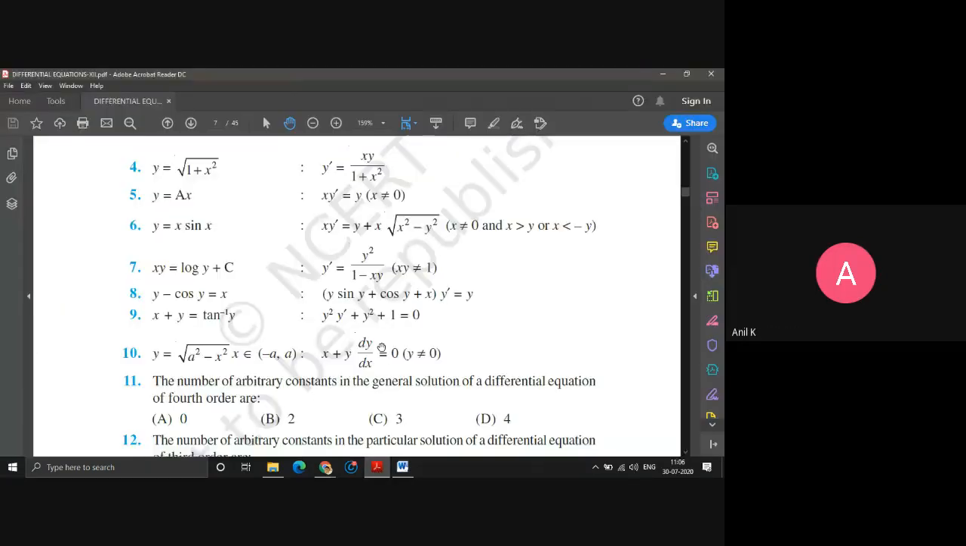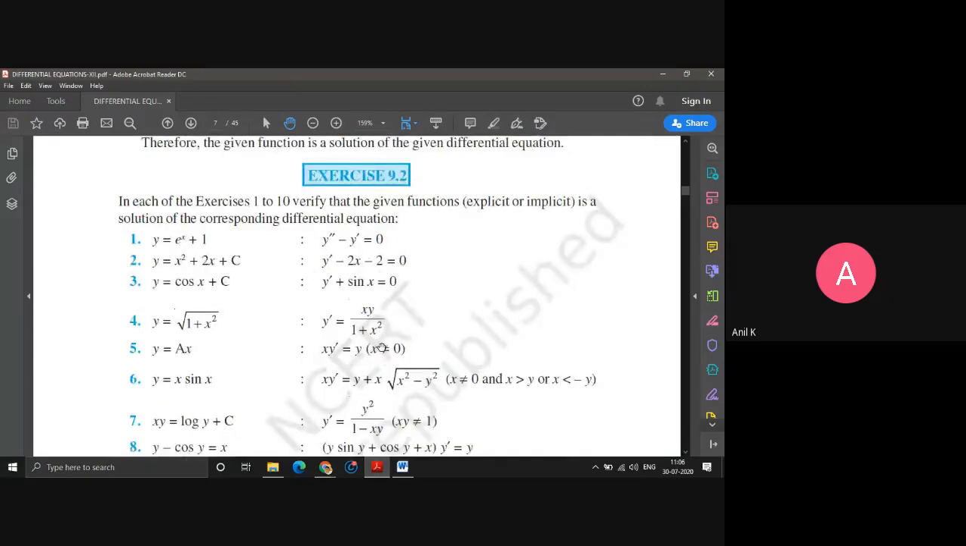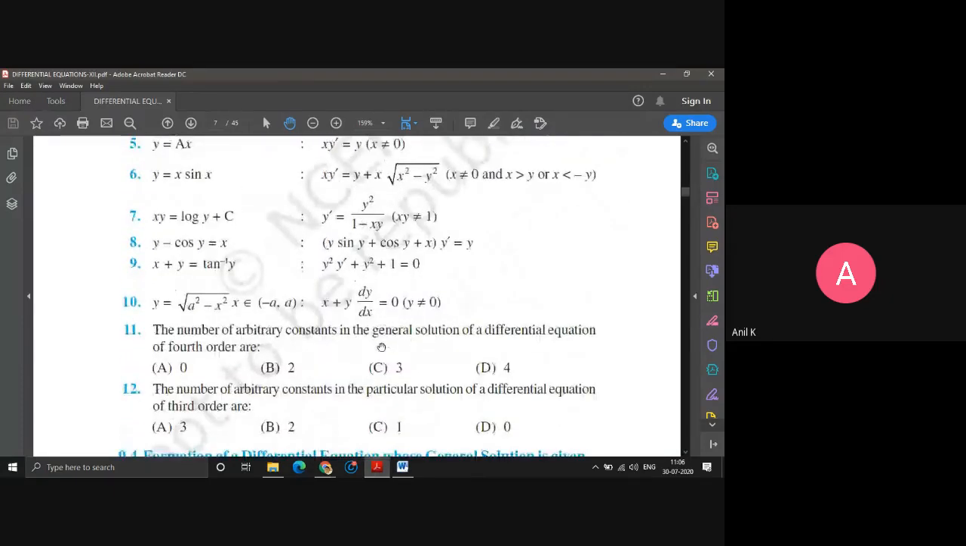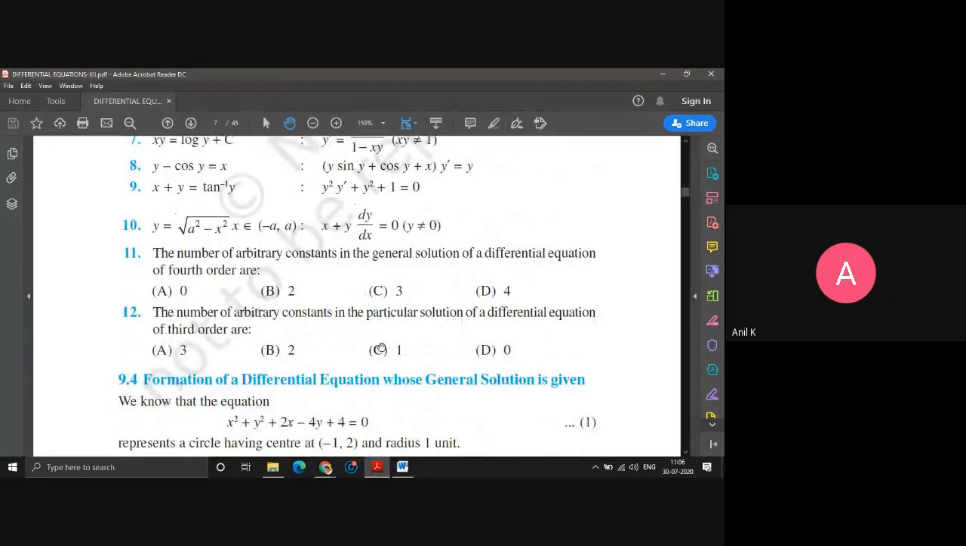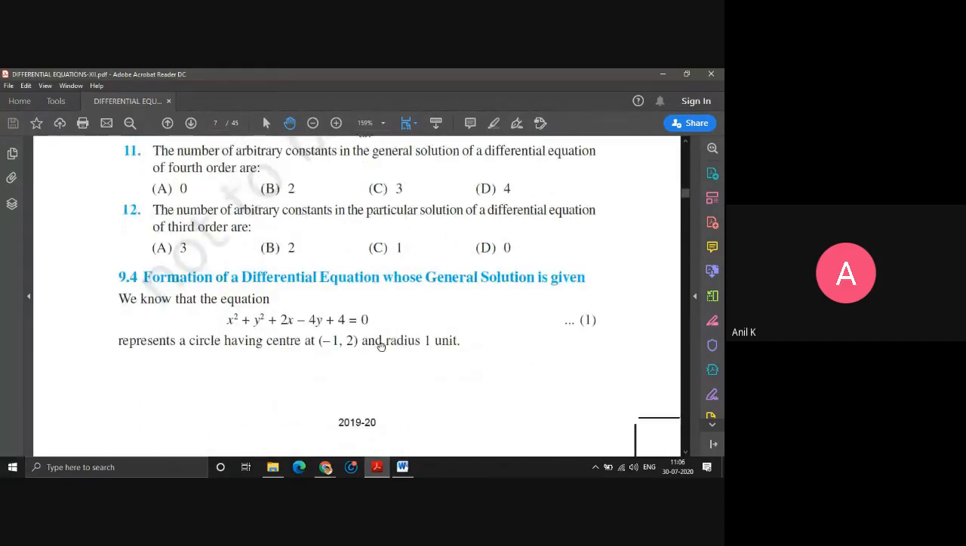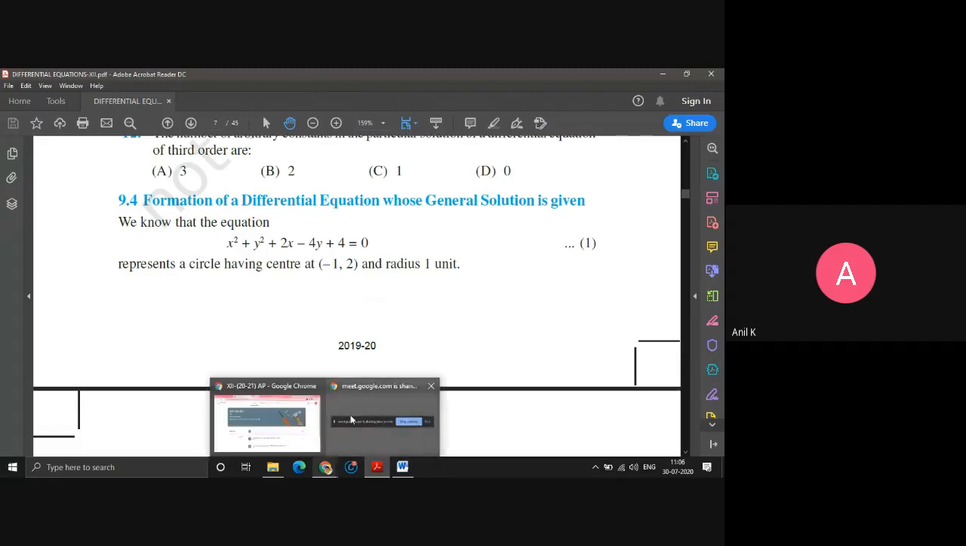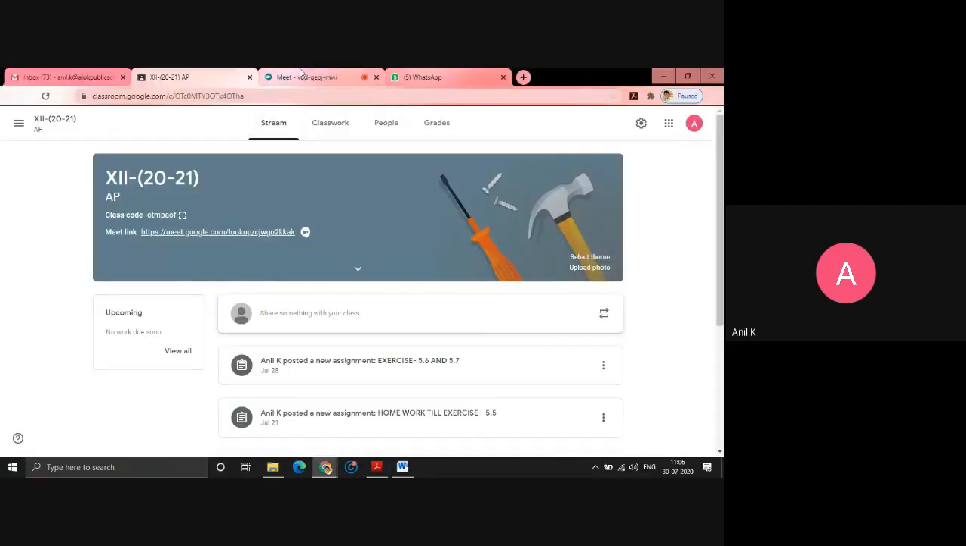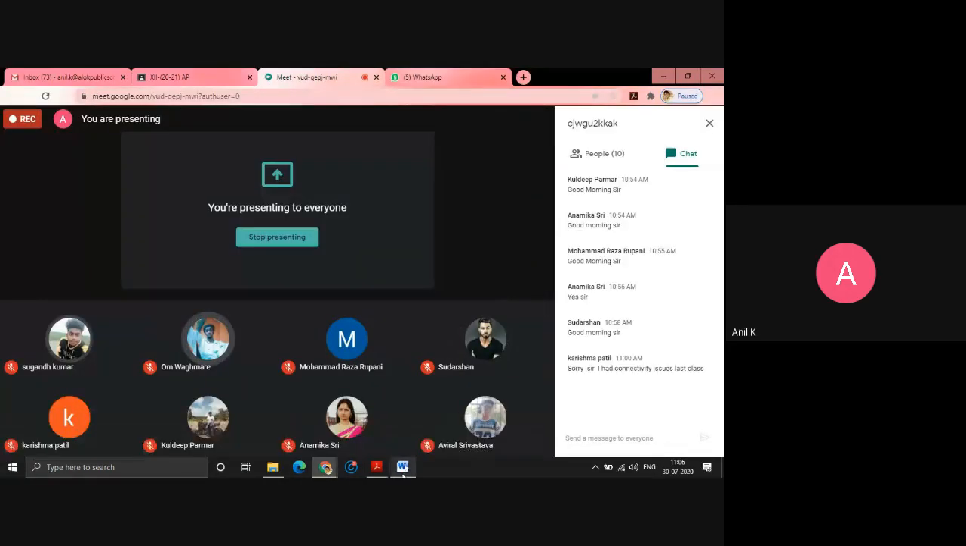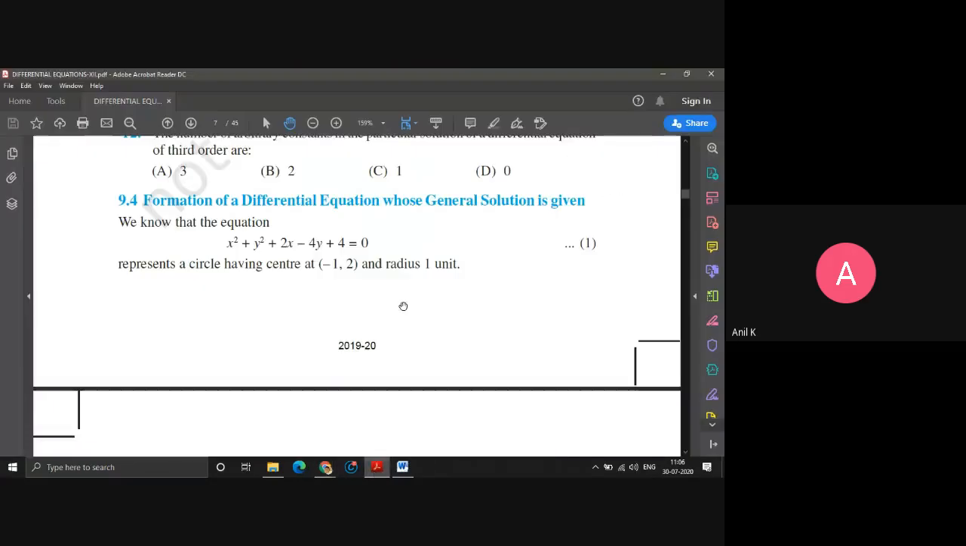Anyone else has any doubts in the 9.2 exercise? Anushka? Sudarshan? No doubts. Okay. Then we'll move to the next topic.